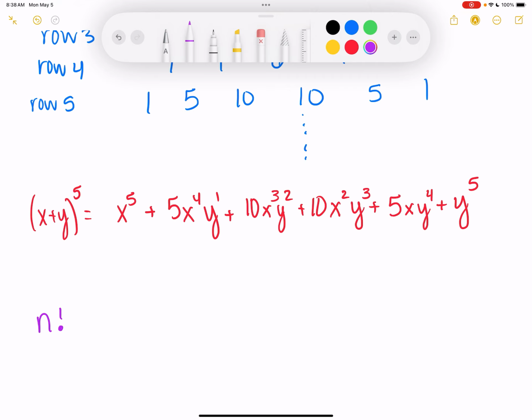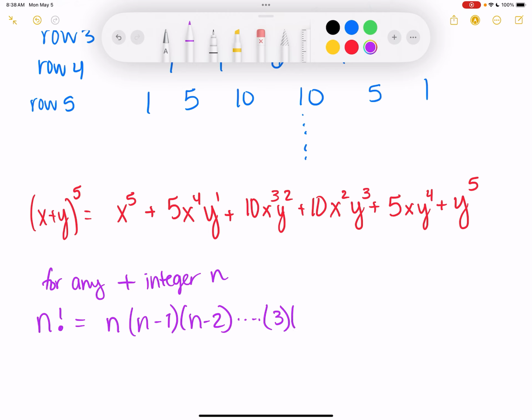You take... Like if you had 4 factorial, what would you do? It would be 4 times 3 times 2 times 1. Yep, so it's all of the numbers multiplied, but in descending order. So whatever number it is, if it's 10, it's 10 times 9 times 8 times 7 times 6 times 5 and so on and so forth, all the way down to 1. And so this is for any positive integer n. This would be n times n minus 1 times n minus 2 times ... times 3 times 2 times 1.